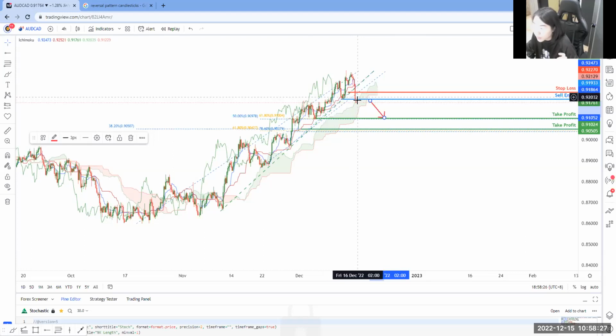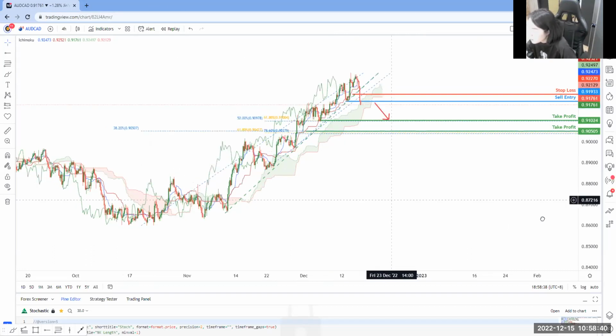Okay, so wait for the breakout. The breakout is happening right now. You wait for the retest, and at the retest, you get in for the sell. Only get in for the sell if you see a reversal pattern candlestick. If you don't see a reversal pattern candlestick, do not get in for the sell. Okay.